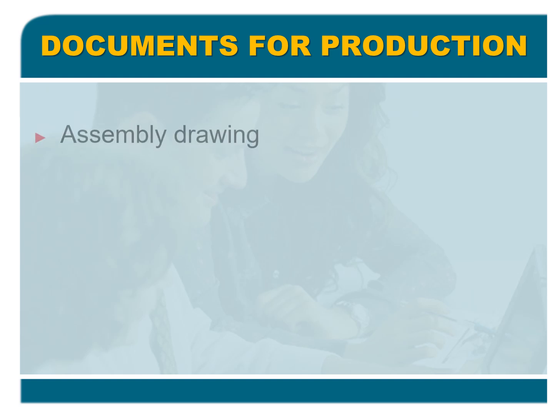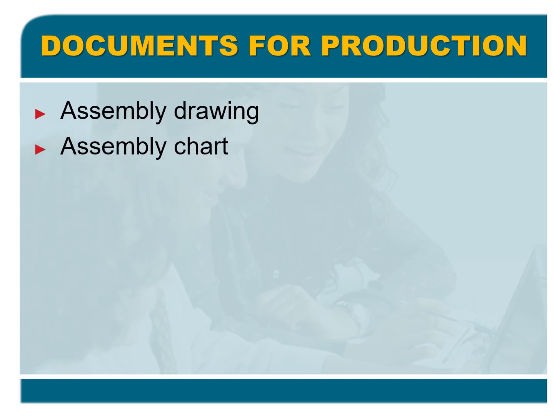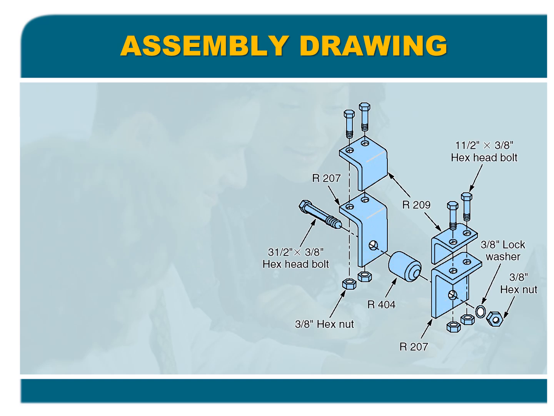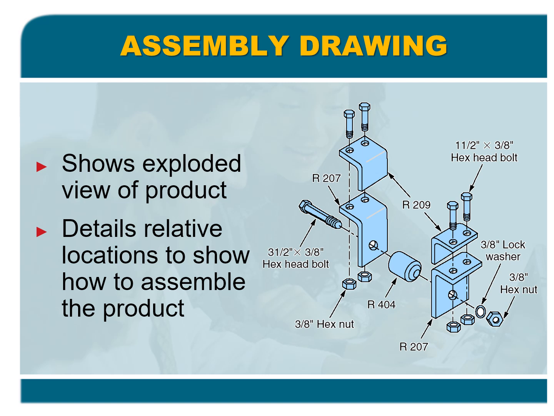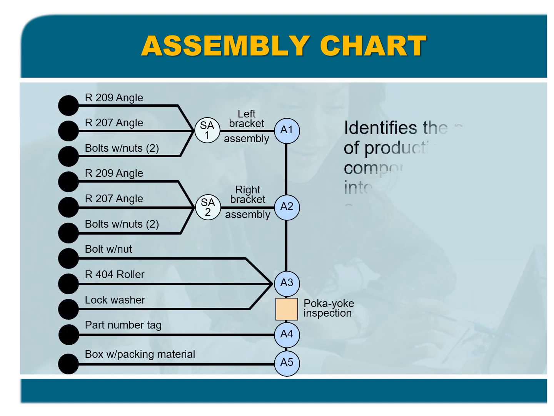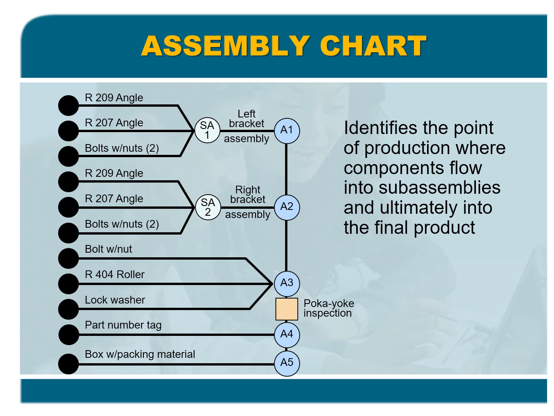So, documents needed for production. You need an assembly drawing, an assembly chart, a route sheet, a work order, and engineering change notices if applicable. An assembly drawing pretty much shows an exploded view of the product. It details relative location to show how to assemble. This goes here, that goes there, etc. An assembly chart tells you the point of production where components flow into subassemblies and finally into the final product. And you can see 3 items here become this bracket, 3 items there become that bracket, and how they all come down to make the final assembly.